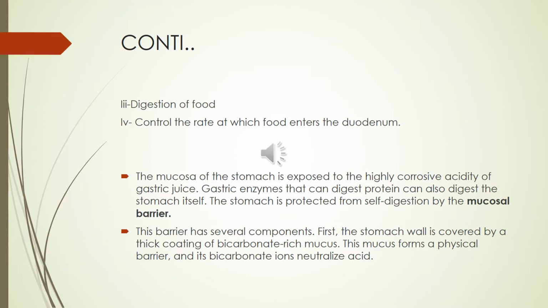The mucosal barrier, you can say, is a kind of barrier which protects the stomach walls from the acid being released from the walls of the stomach, so that those secretions do not work on the wall or the musculature of the stomach. Instead, they work on the food which is taken in. And this barrier has several components. First, the stomach wall is covered by a thick coating of bicarbonate-rich mucus, and this mucus forms a physical barrier, and its bicarbonate ions neutralize the acid.